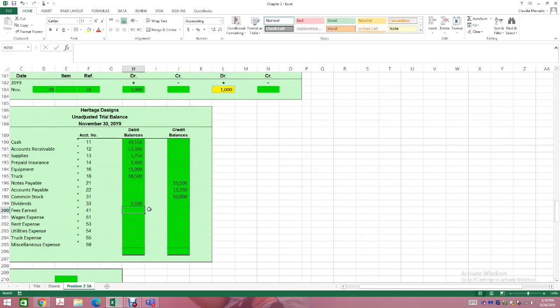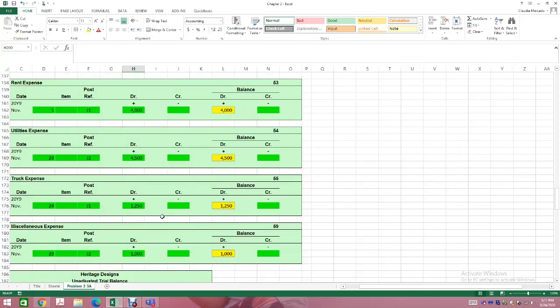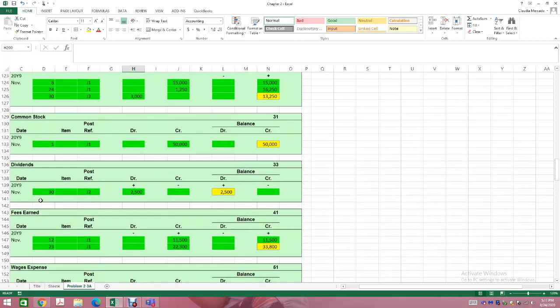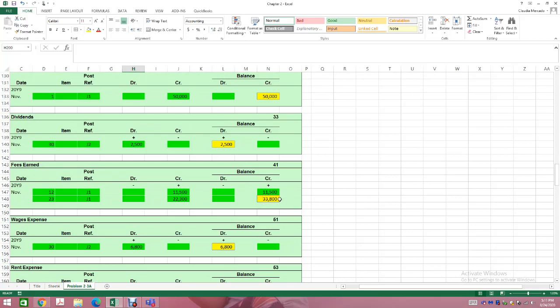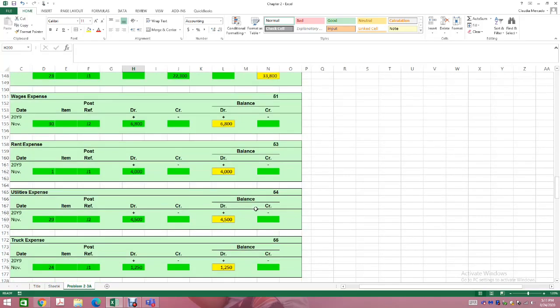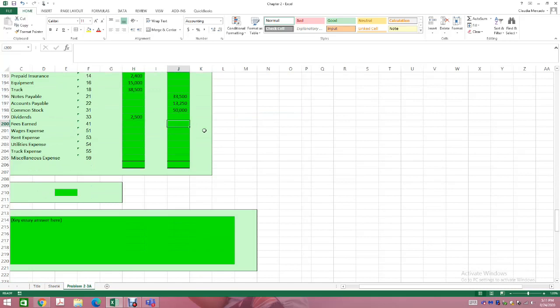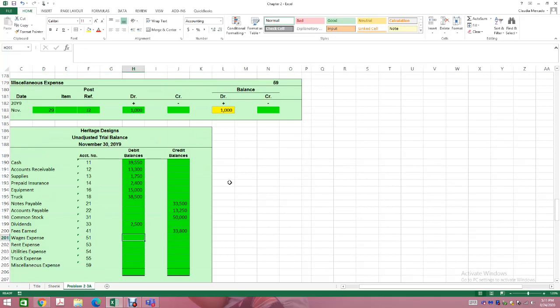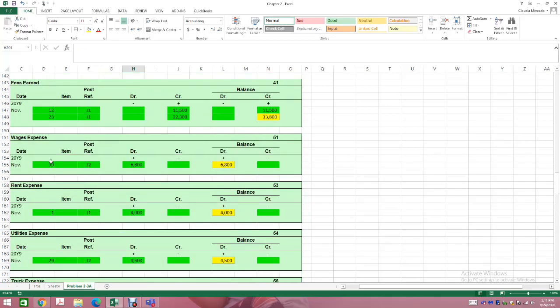All I'm doing is bringing the ending balance from each account. Next we have fees earned. Fees earned, we have $33,800 credit. Then we go to wages expense. Wages expense is $6,800 debit.